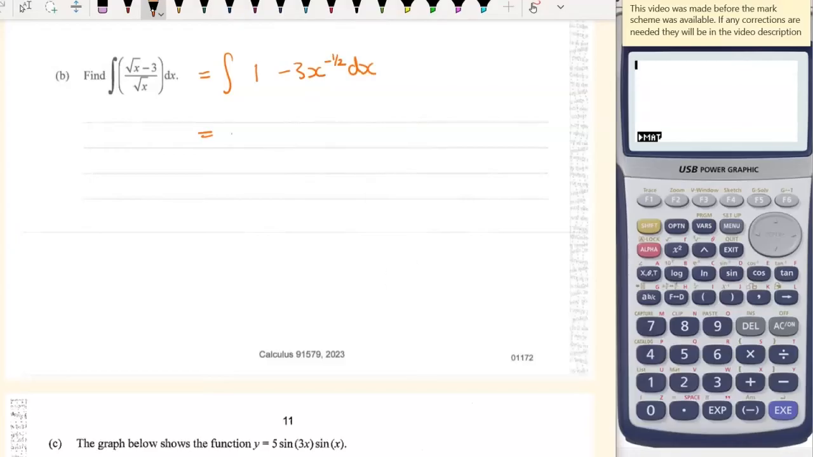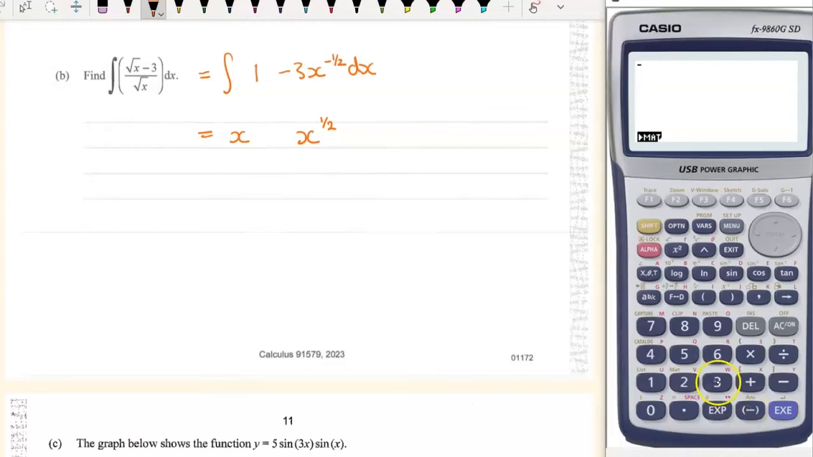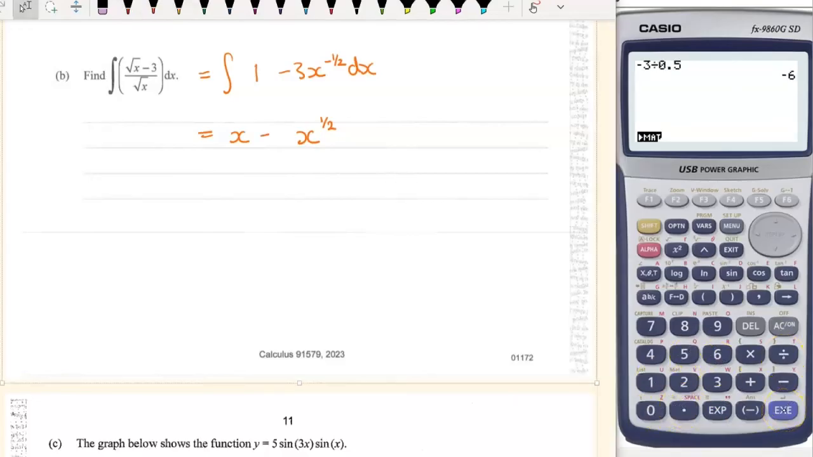So 1, if we integrate that, we get x. If we raise the x from minus a half, raising that power by 1 gives us a 1 over 2. We divide by the new power, so we're doing minus 3 divided by a half. So negative 3 divided by a half is just going to be a 6, and then plus c.